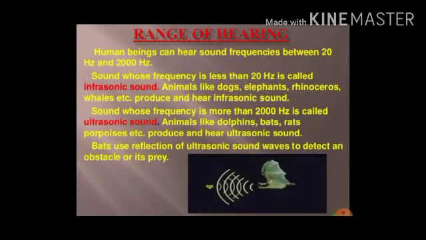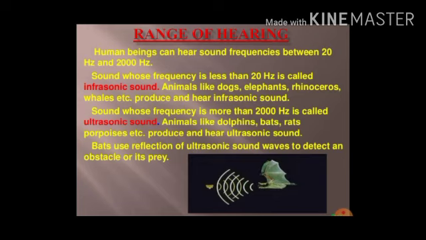Coming to the range of hearing. The range of hearing is the sound frequencies between infrasonics and ultrasonics, which a normal human ear can hear. Human beings can hear sound frequencies between 20 Hz and 20,000 Hz. Beyond 20,000 Hz and below 20 Hz, human beings cannot hear. Only babies, the newborn infants, can hear a few infrasonic sounds.